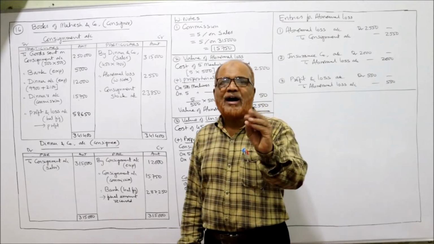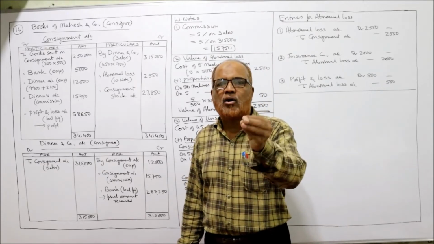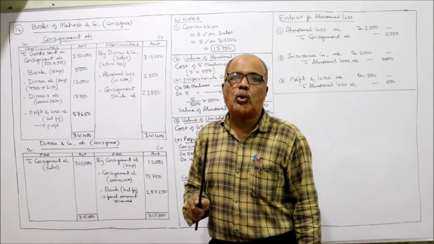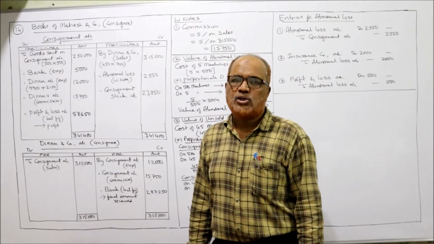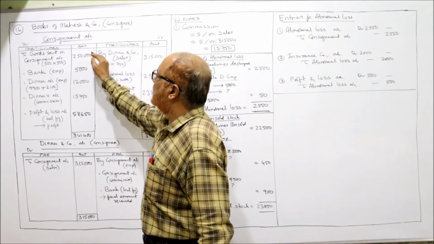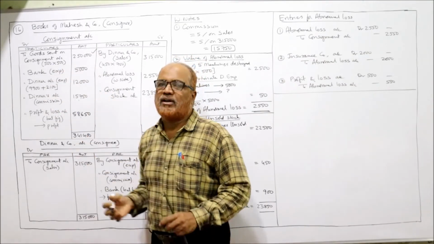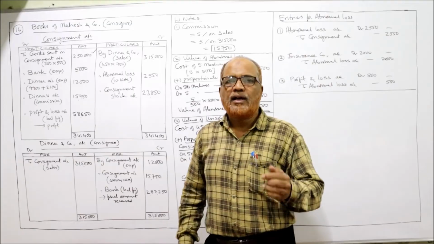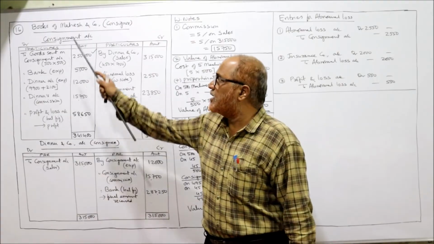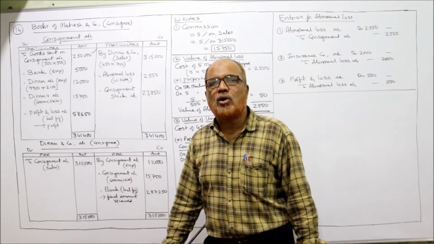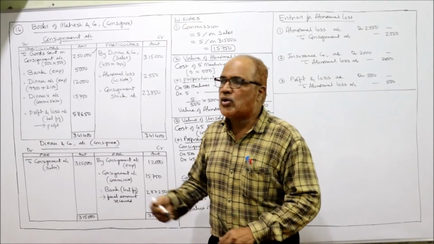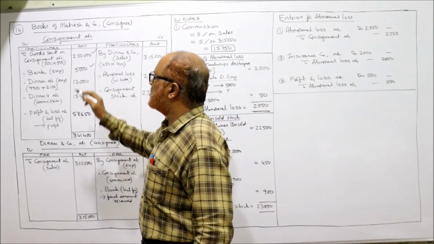Books of Mahesh and Company, consignor: consignment account, and Dinnu and Company account, consignee. First entry: 500 sewing machines are sent. The cost of each machine is 500. So the entry will be consignment account debit to goods sent on consignment, 2,50,000. 500 machines into 500 rupees. Next, the consignor spent expenses of rupees 5,000. Mahesh and Company spent 5,000 rupees on consignment. So the entry will be consignment account debit to bank, 5,000.